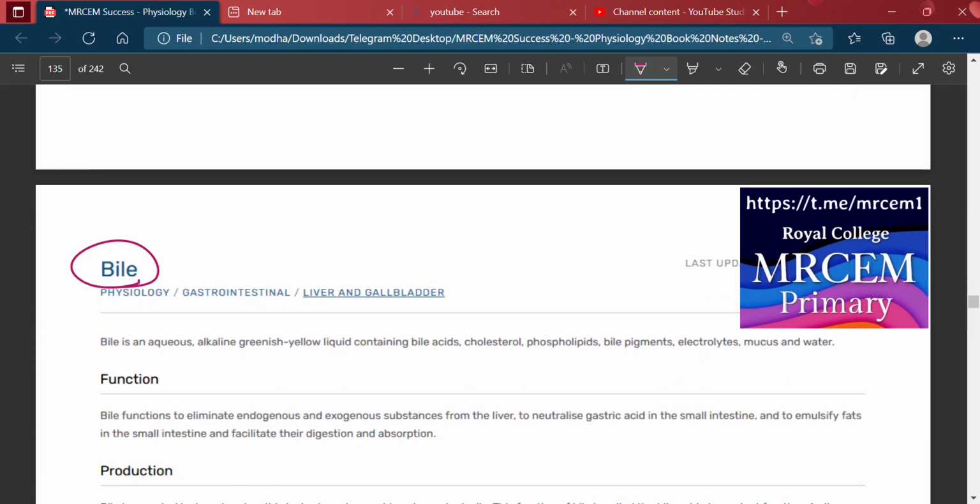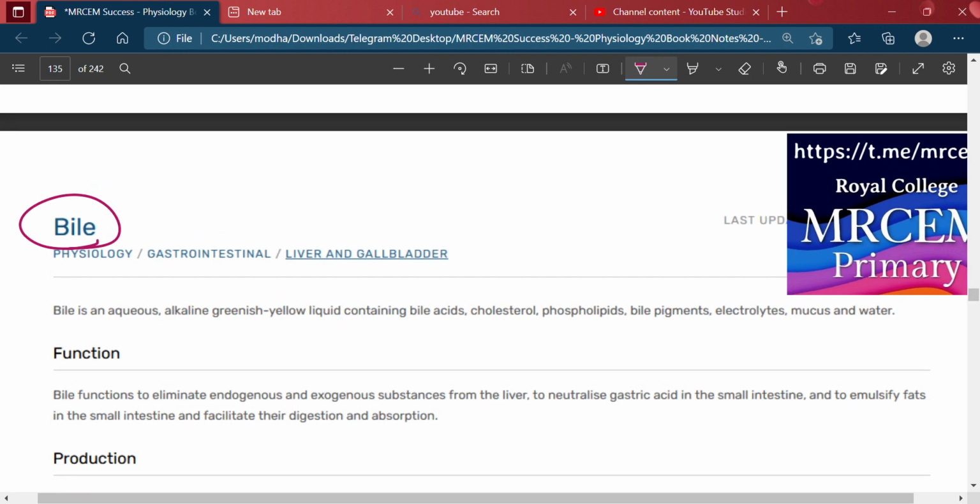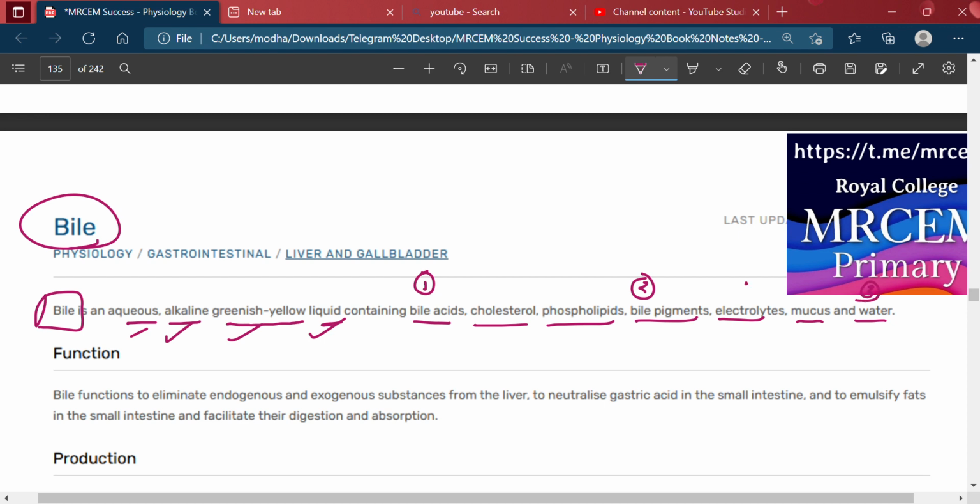Then, what is bile? Bile is an aqueous alkaline greenish-yellow liquid containing bile acids, cholesterol, phospholipid, bile pigment, electrolytes, mucus, and water.